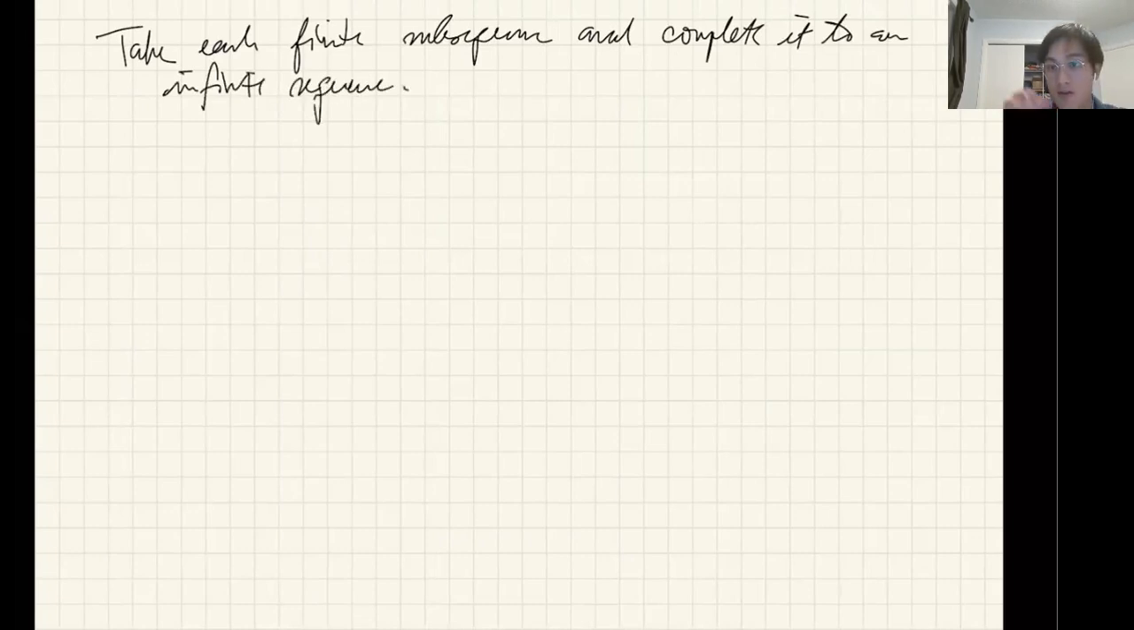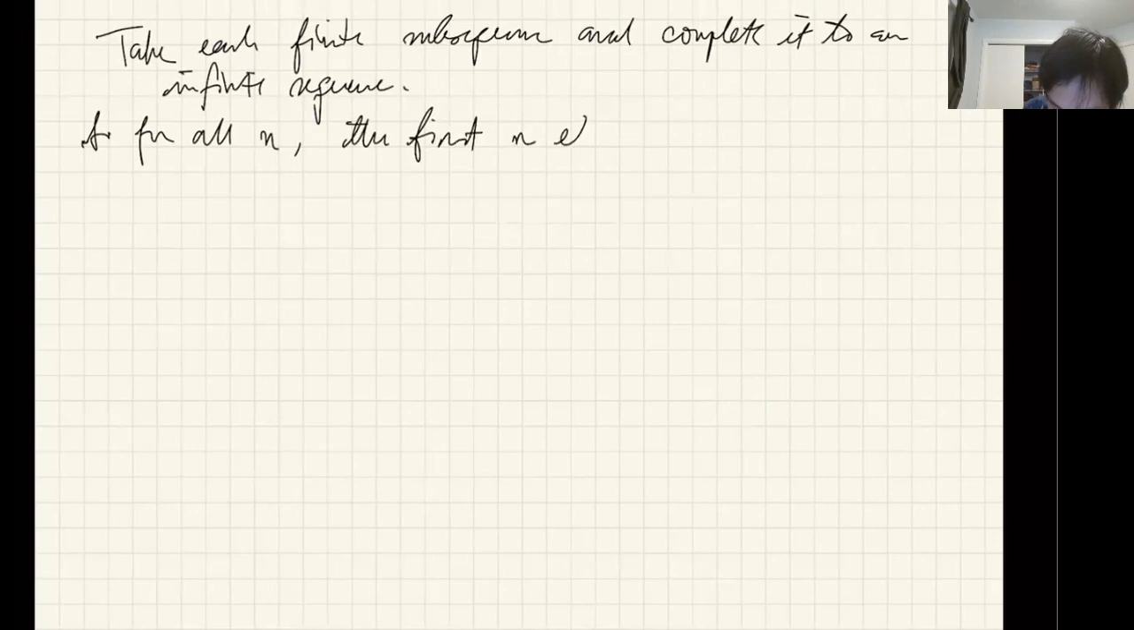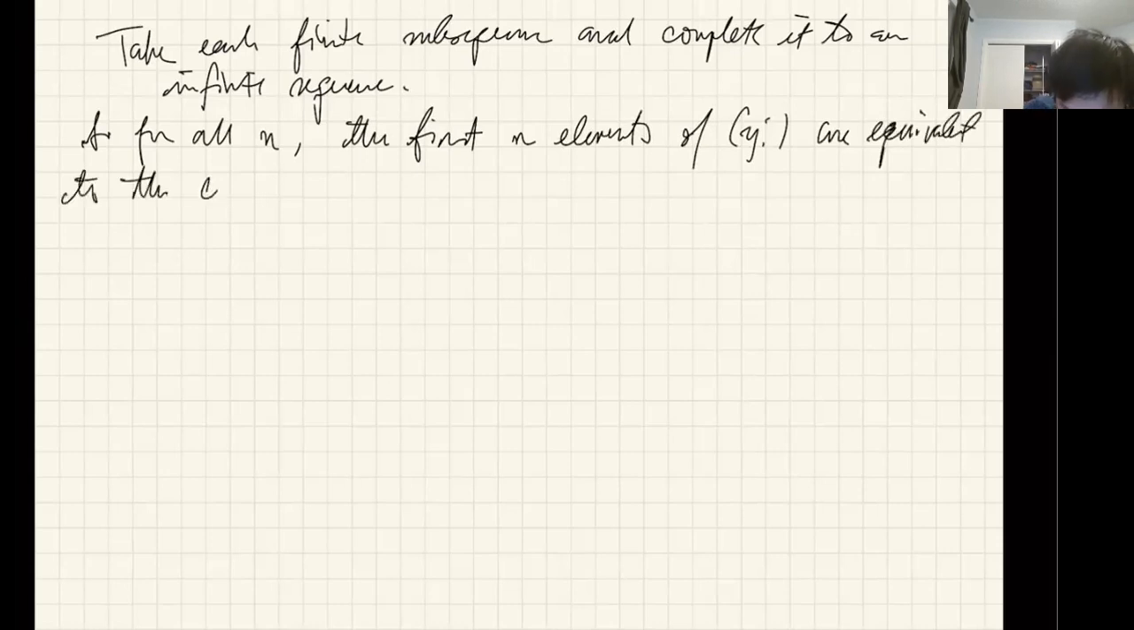Okay, so now you have all these infinite sequences, and yi is subsymmetric, so it's equivalent to all of them. So for all n, the first n elements of yi are equivalent to the canonical basis of L1 again. Okay, that's for all n.